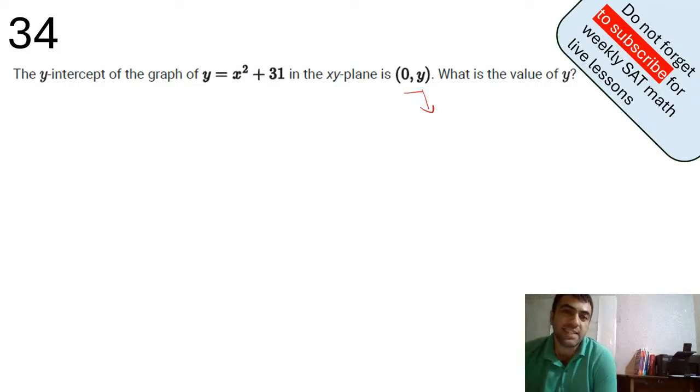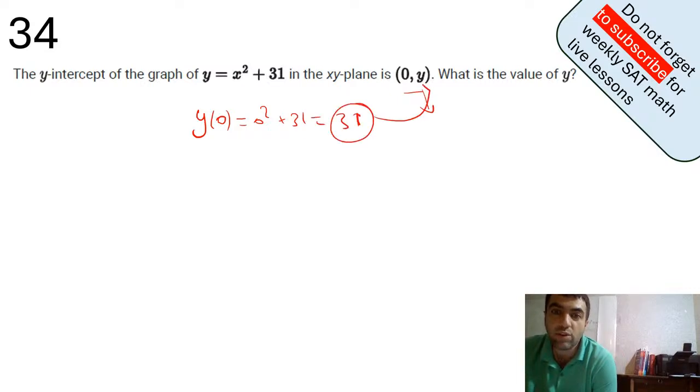The y-coordinate of the y-intercept of this function is asked. Mr. Shahin says 31. Yes, we should find the function at 0: 0 squared plus 31. It is 31, the y-coordinate of the y-intercept. You were right, Shahin and Saif.